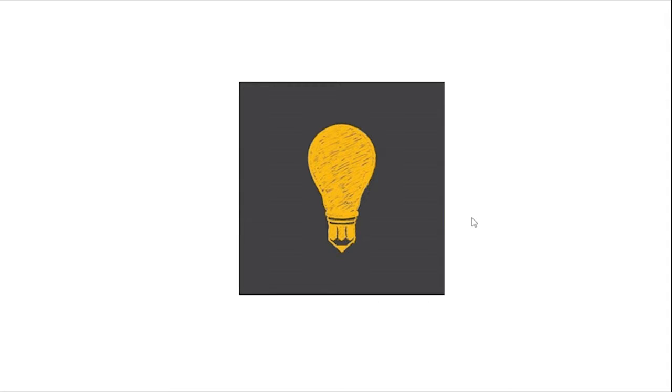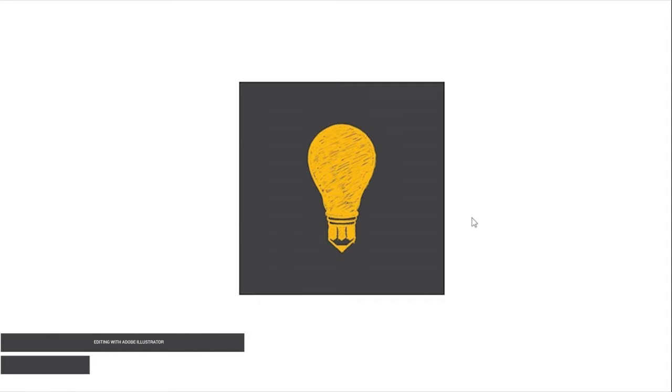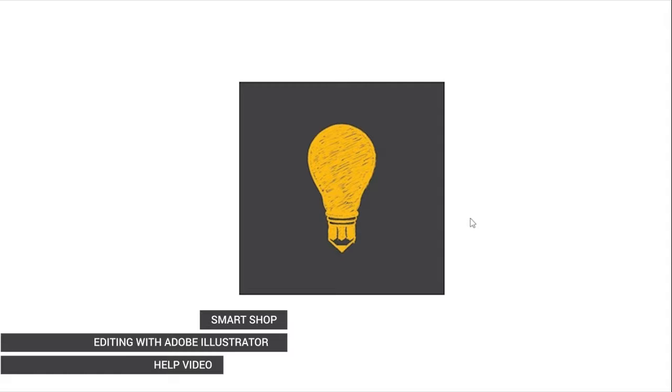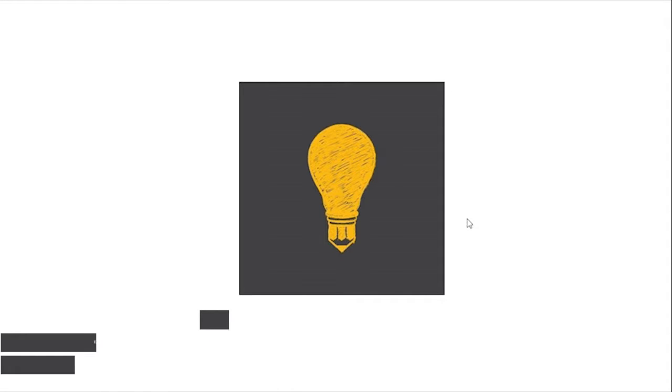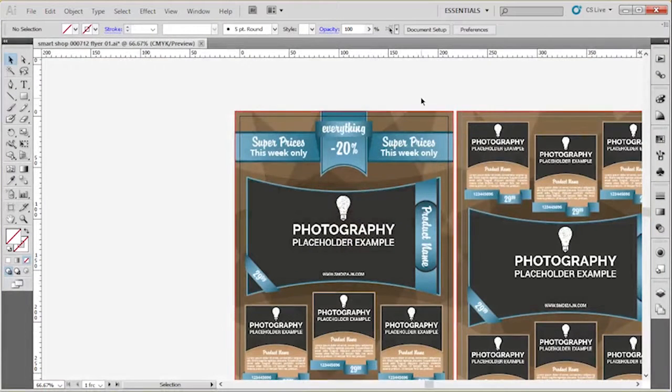Hello and welcome back to Corporate Product Promotion Flyer help video. In this video we'll see how to edit text and colors in Adobe Illustrator. So let's open the Adobe Illustrator file.